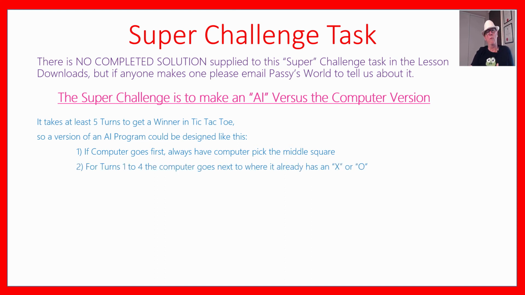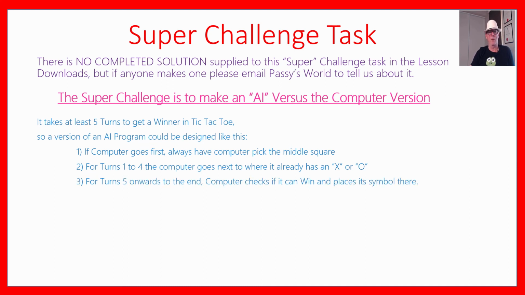Now for turns 1 to 4, what the computer could be doing is just going next to where it's already got an X or an O. So if it's playing X's, just try and get next to an X it's already got, so it can start to put a line of things together. Because no one can win during turns 1 to 4. It takes at least 5 turns until someone can possibly have 3 in a row.